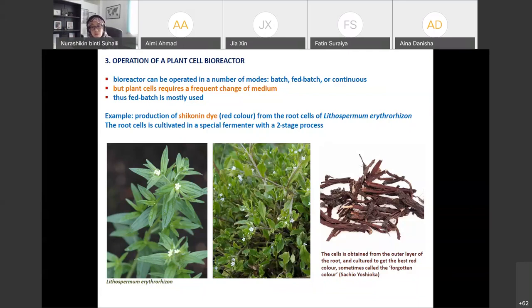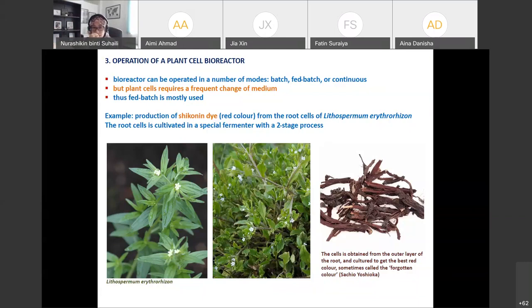So that is fed batch. Whereas continuous is when you feed and you harvest the product at the same time. So it's like there is input, there is output for continuous. But for fed batch, it's only input. For batch, there is no input, there is output. Okay, that is in terms of the mode.